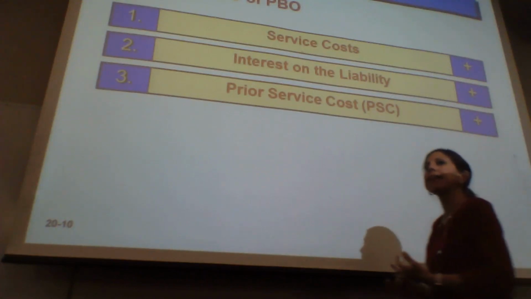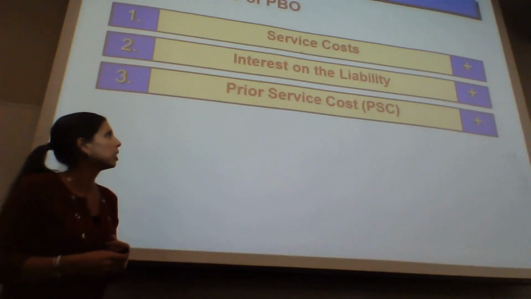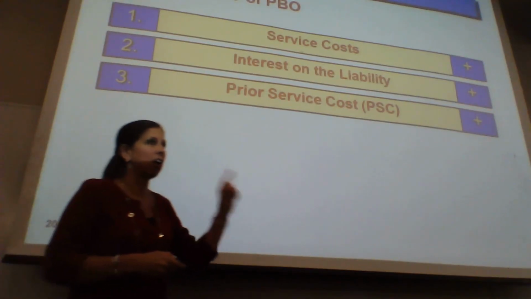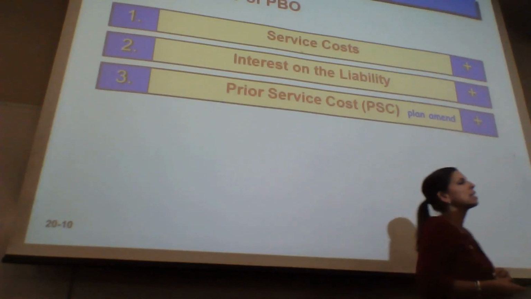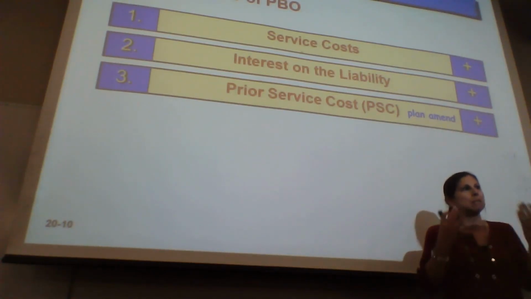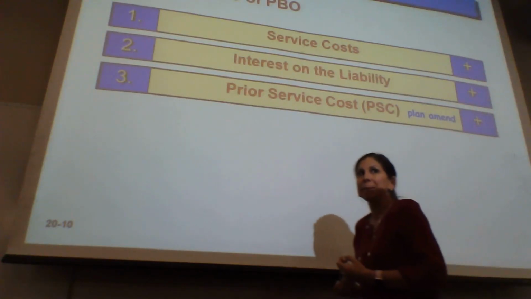We also have something that can increase the PBO, the pension obligation, called a prior service cost, okay? A prior service cost. These arise when there is an amendment to the plan, okay? A plan amendment. Well, what does that mean?